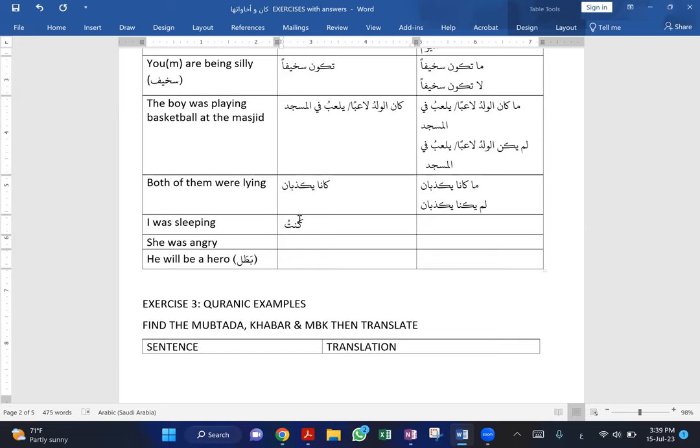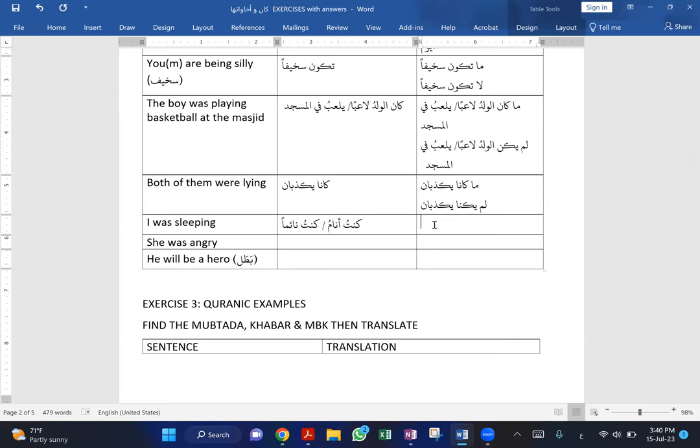We can use the isim fa'il, yeah, or the mudari'. Anamu. Kuntu anamu, yes, you can say that. Or you can also say kuntu, if I use the isim fa'il, na'imun. Yes. Kuntu na'iman. Because it's the isim, so it has to be nasb. It's the khabar of kana there. Alright. Kuntu anamu or kuntu na'iman.